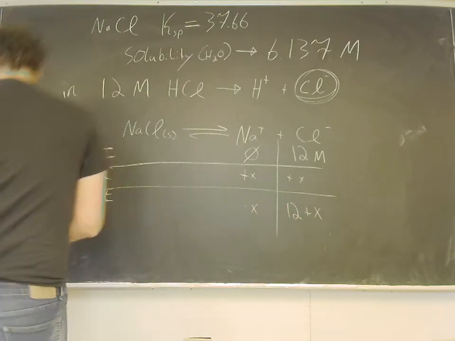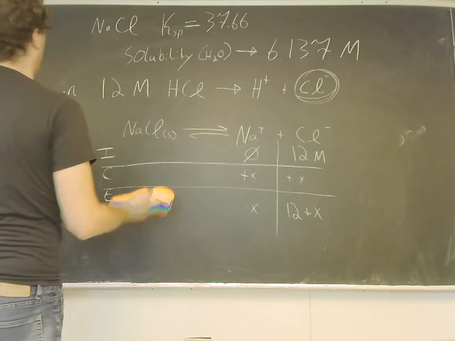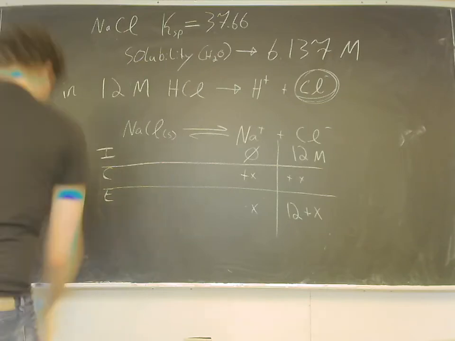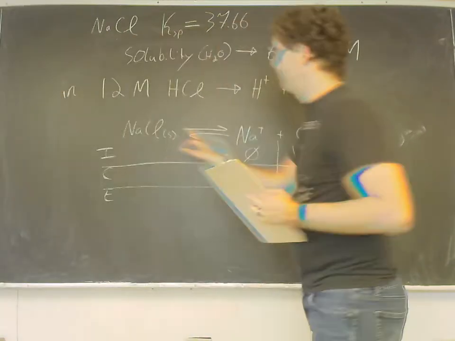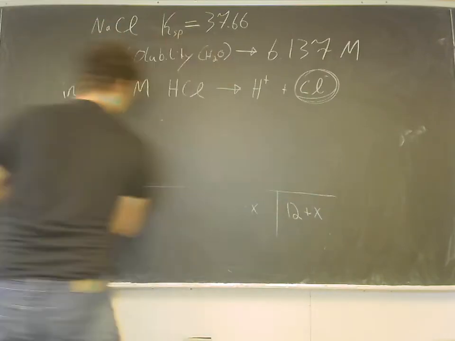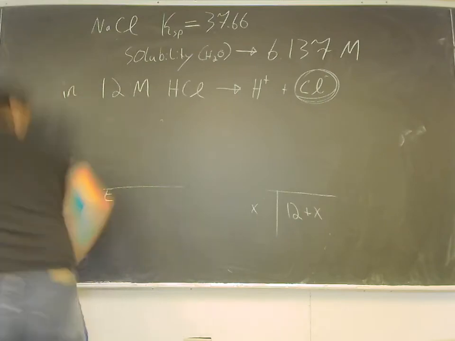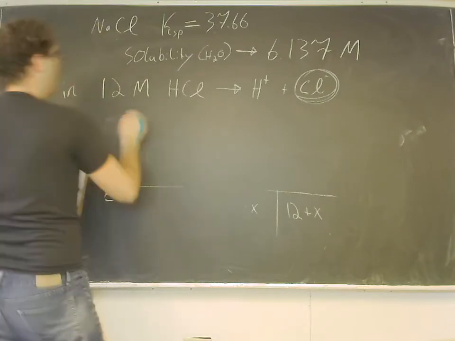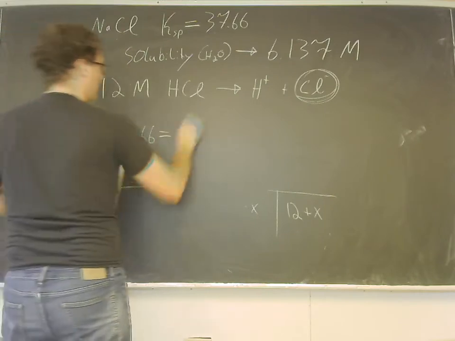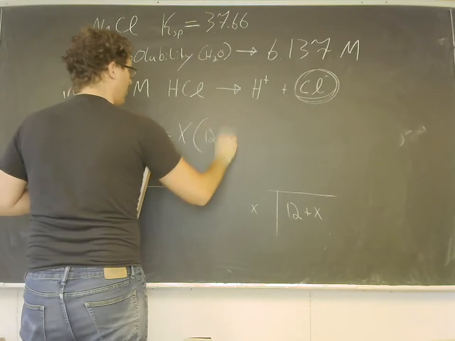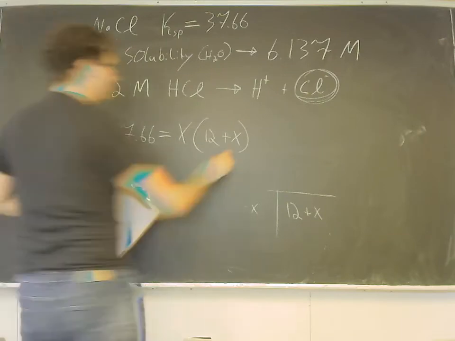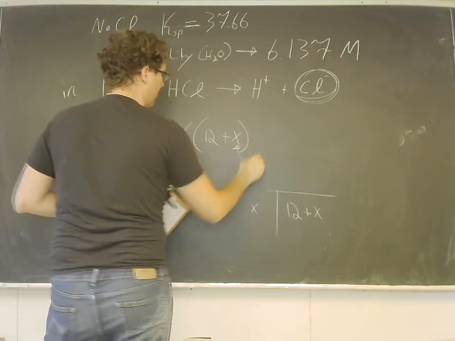Okay, so let's go ahead and solve this. Our solubility product there, 37.66. I should have moved that over. Can I go ahead and erase all of this? We don't need to know all of that. Okay. So I know that 37.66 is going to equal x times 12 plus x. Well, it would be nice if we could assume that this x is small. Let's at least start out with that.